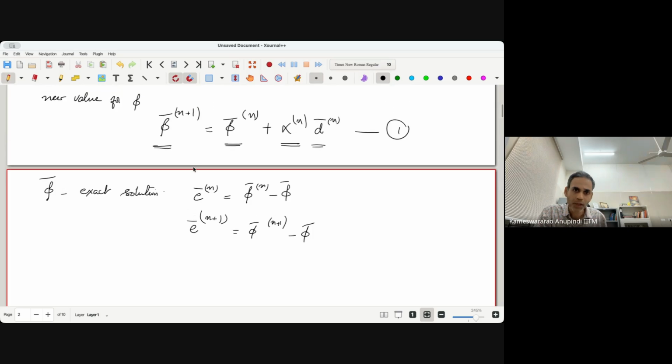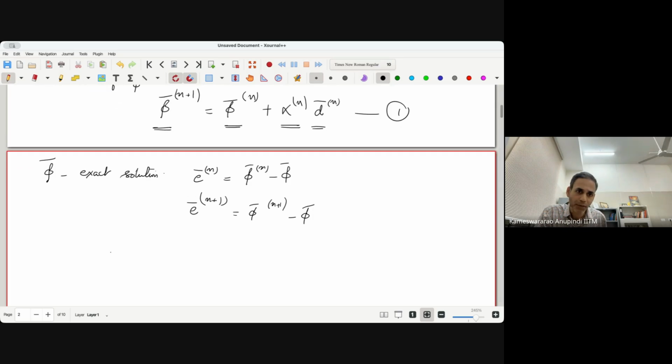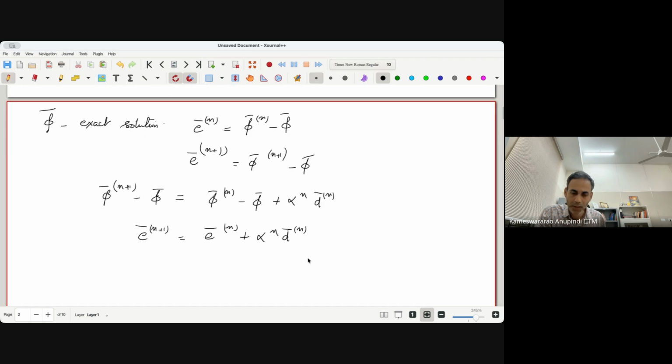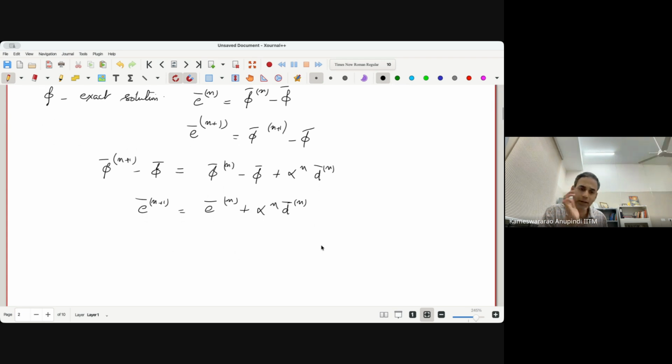So from equation 1, I can subtract phi from both sides, which is going to give me phi bar n plus 1 minus phi equals phi bar n minus phi plus alpha n dn. This is nothing but e n plus 1 equals e n plus alpha n dn. That is how my error relates the previous error, alpha and dn.